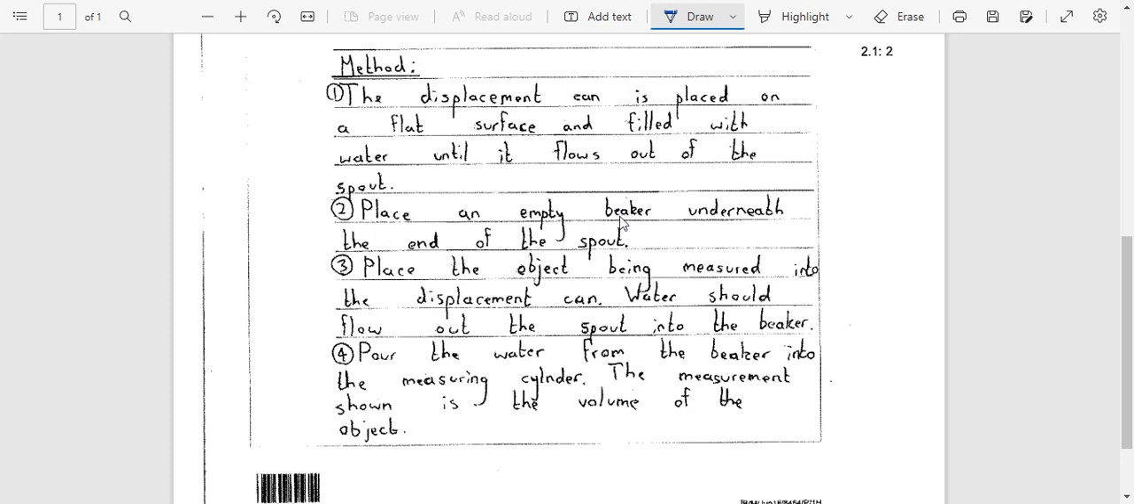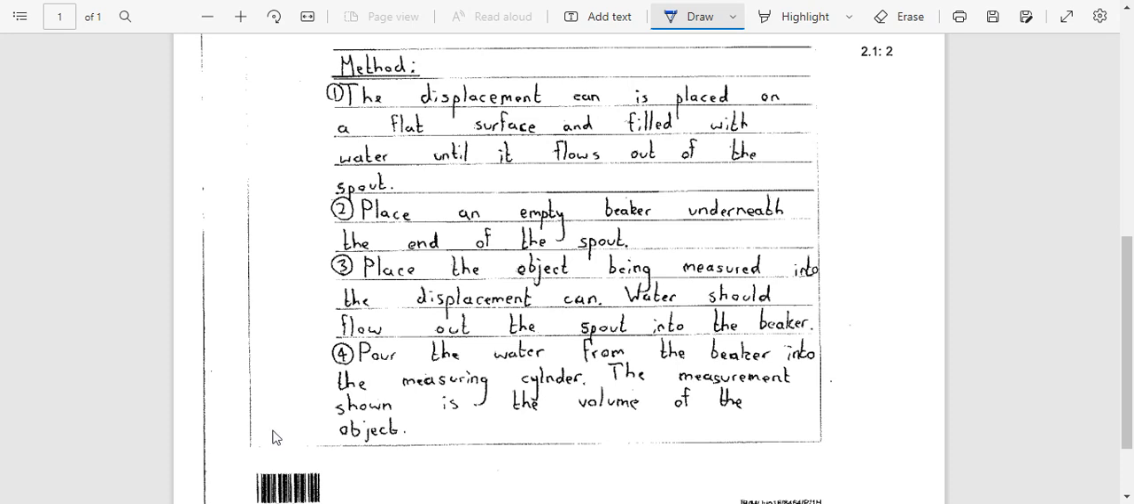They then say place an empty beaker underneath the end of the spout. So they're preparing for the next step. They're again explaining very well how they want to use this equipment. It then says place the object being measured into the displacement can. Water should flow out of the spout into the beaker. Again, really good description. Pour the water from the beaker into a measuring cylinder. The measurement shown is the volume of the object.